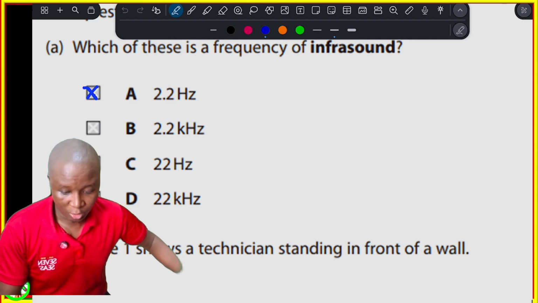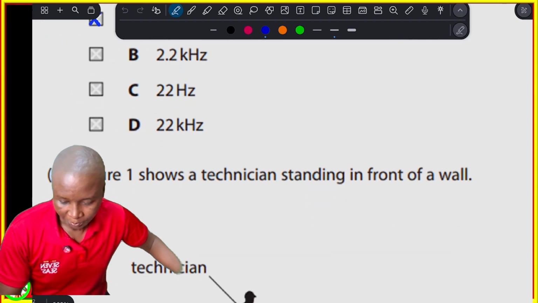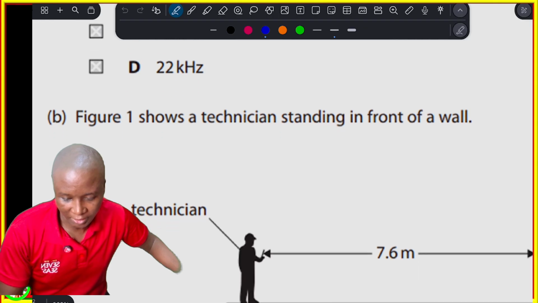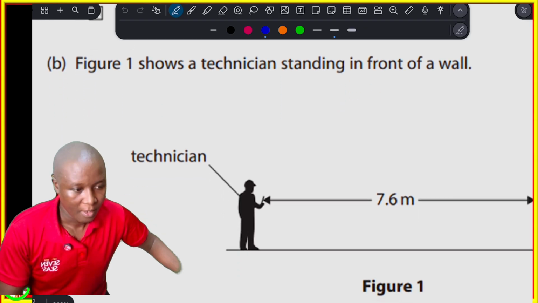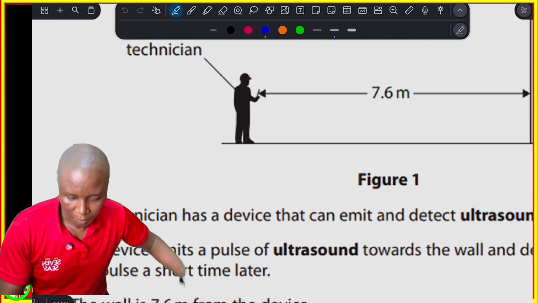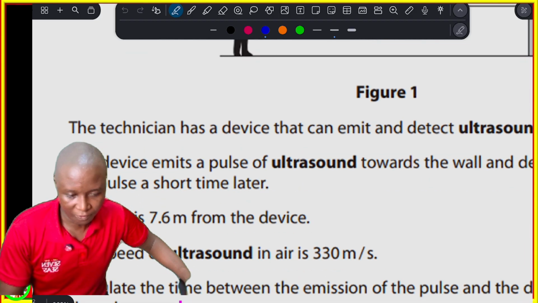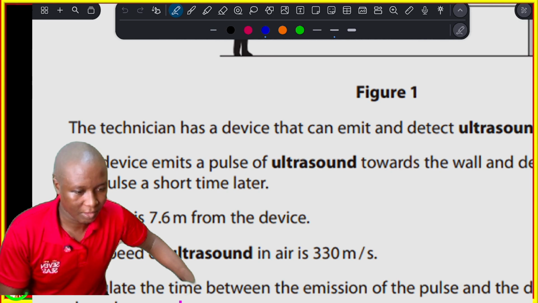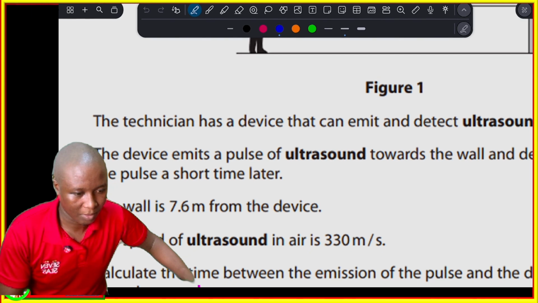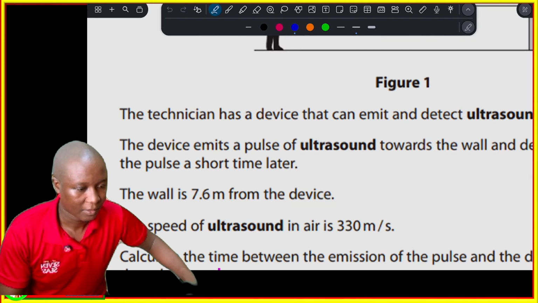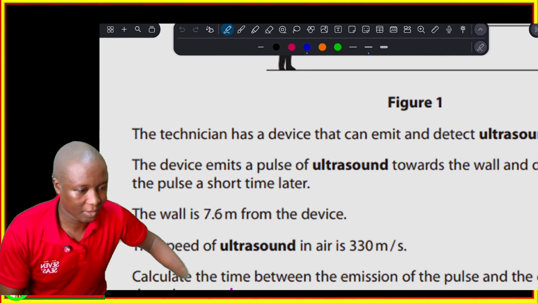Moving further to question number 2, the figure shows a technician standing in front of a wall, and we are given further information regarding the same. So let me just move this a little bit so that you can see exactly what is being displayed here.